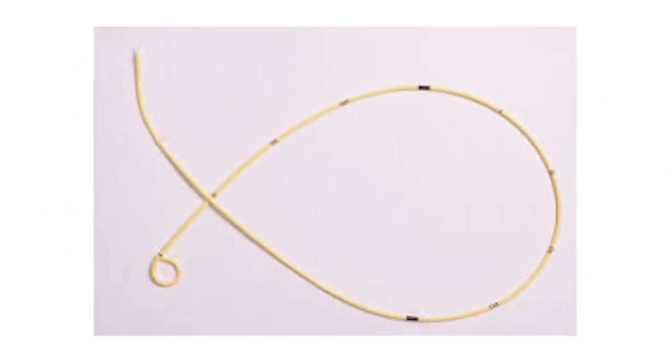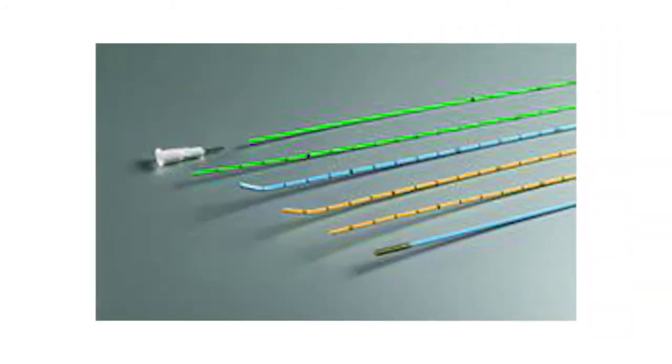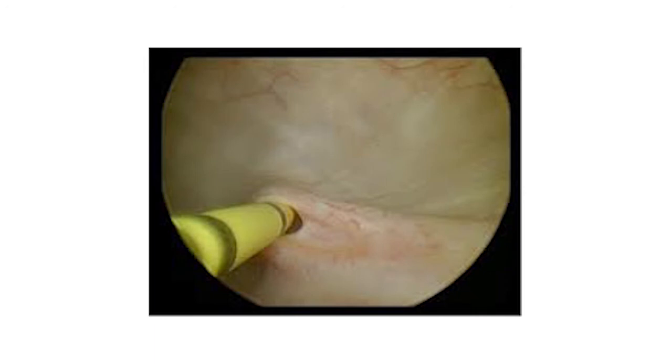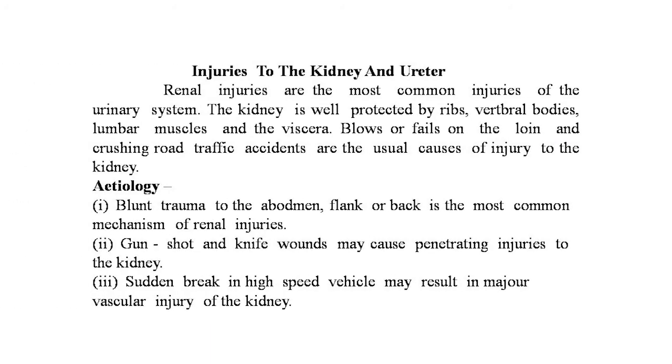Dear students, here is the image of the ureteric catheter, which is clearly seen: long, narrow, radiopaque gum elastic tubes with stellate tips. These are the various types of ureteric catheters with stellate tips. You can see there are markings of the distance in centimeters. Now this is ureteric catheterization by the cystoscope. You can clearly see it on your screen. Now the next point of this lecture is injuries to the kidney and the ureter.